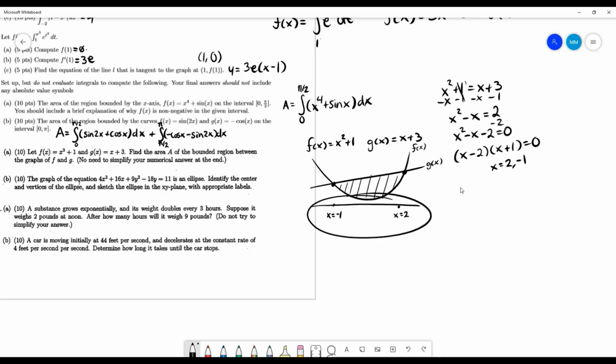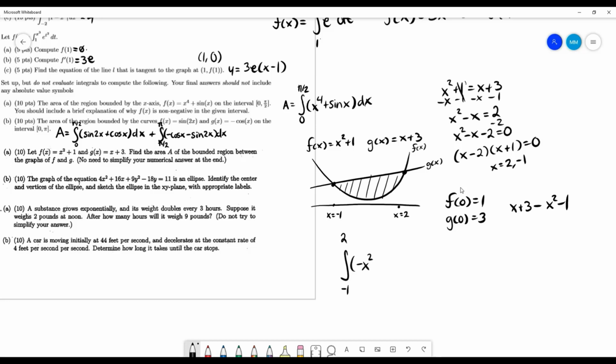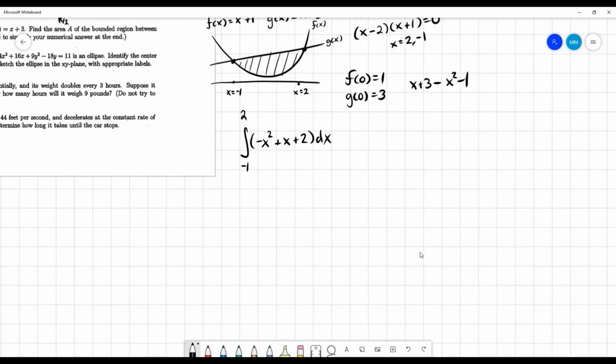So let's plug in a value between these, which we'll just plug in 0 for ease. So f of 0 is going to be 1, g of 0 is going to be 3, which confirms it. G of x is the top, f of x is the bottom. So that's going to be an integral from -1 to 2 of g of x minus f of x. So it's going to be x plus 3 minus x squared minus 1, which I can combine, and I'm going to put that in standard form. So -x squared plus x plus 2 dx. And now we evaluate.